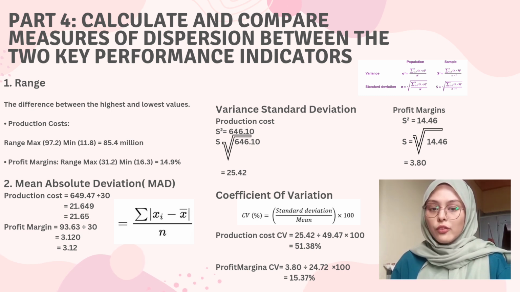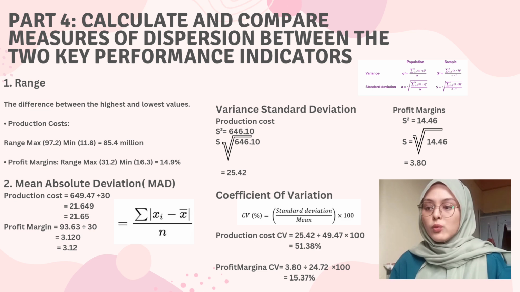So for part 4, we will discuss how to calculate and compare measures of dispersion between two key performance indicators. Here we need to find four things, which are the range, mean absolute deviation (MAD), variance and standard deviation, and coefficient of variation. So the first one is the range.